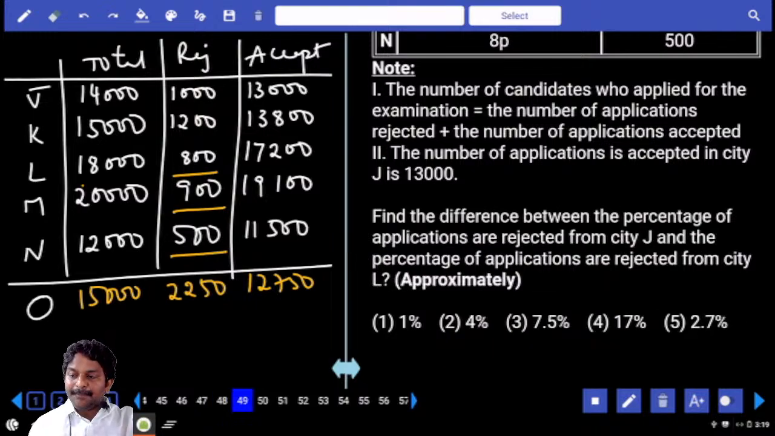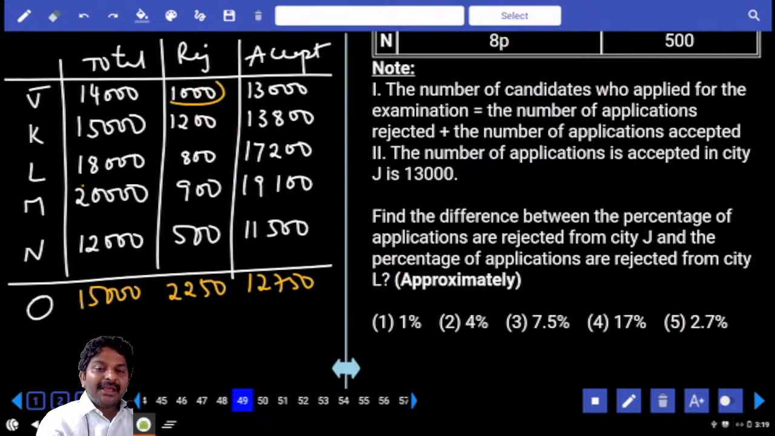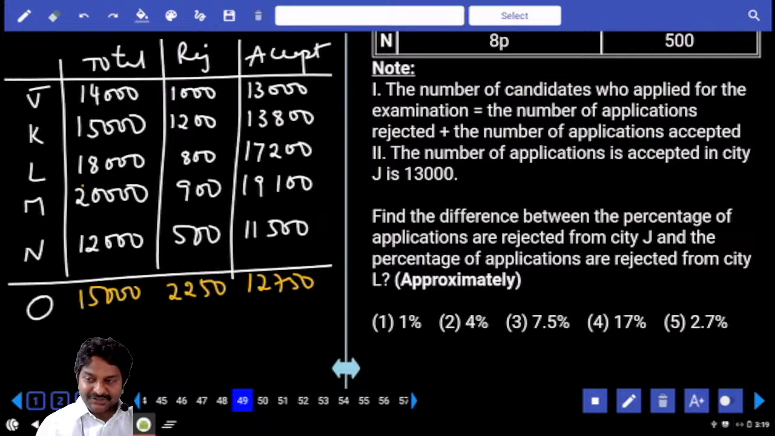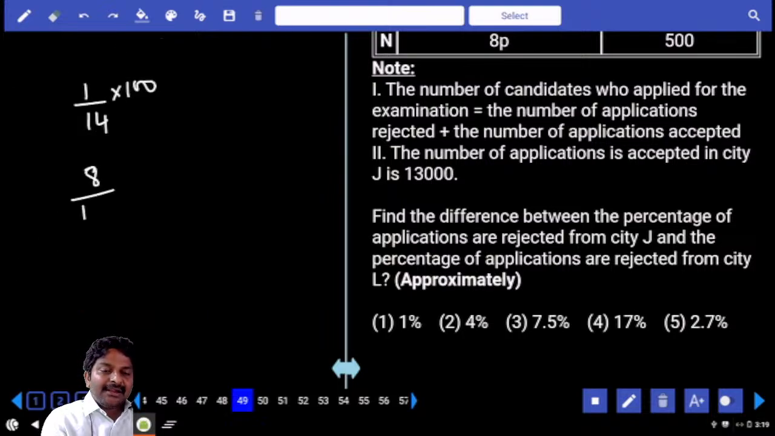Find the difference between percentage of applications rejected from city J and percentage of applications rejected from city L. From J, how many are rejected? 1000 out of total 14,000. That means 1/14th, 100%. This is for J. And L, how many are rejected? 800 out of 18,000. So it is 8 out of 180 into 100.